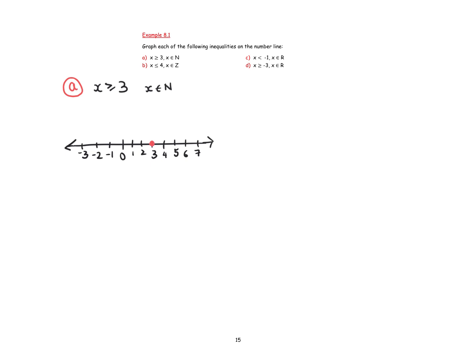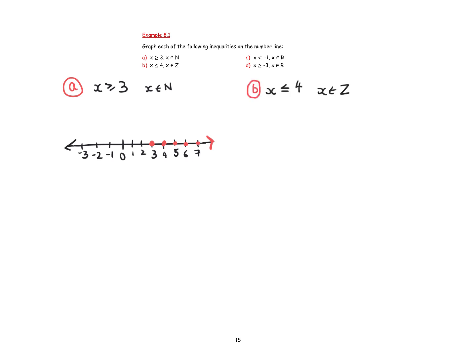It's greater than, so it's going to the right. And its x is an element of N, the natural numbers. So we can colour in all the natural numbers. However, we need to not colour in the spaces between it because it's only the natural numbers. It's not rational numbers or fractions or decimals or irrational numbers. So for example, it couldn't be 3.7.